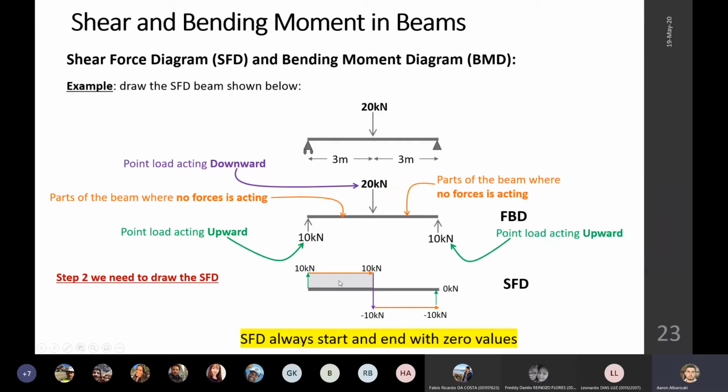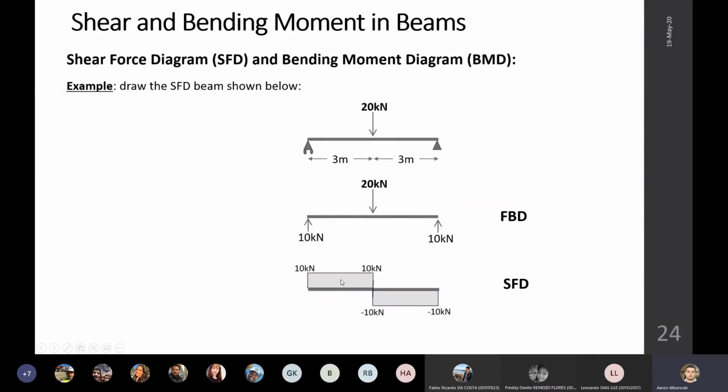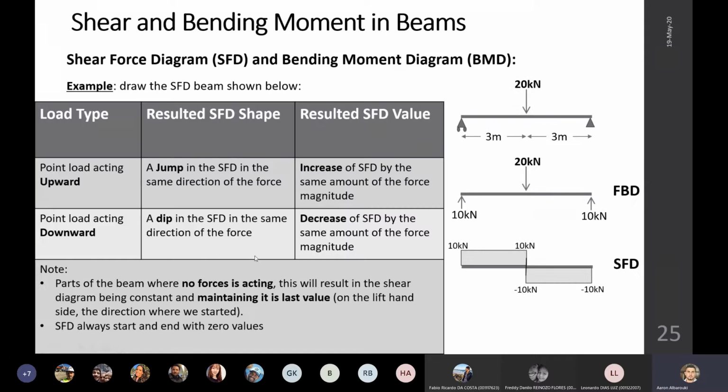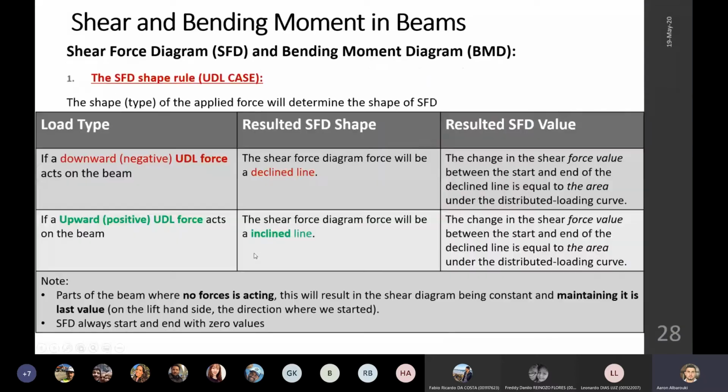When you draw the shear force diagram, please all of you nominate which part is positive and which is negative. Just put some positive and negative signs there. You will need it for the bending moment diagram, because the same concept applies: we need to know whether it is positive or negative to decide on our direction for the next one. So that's the point load. We took an example of that.